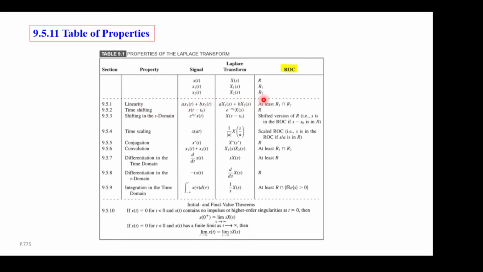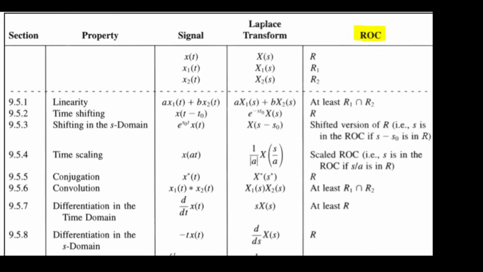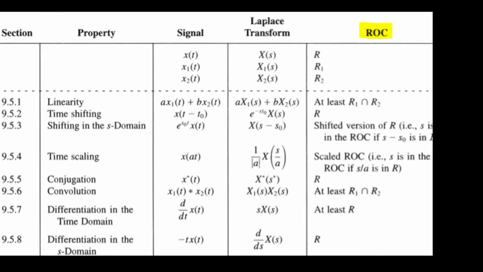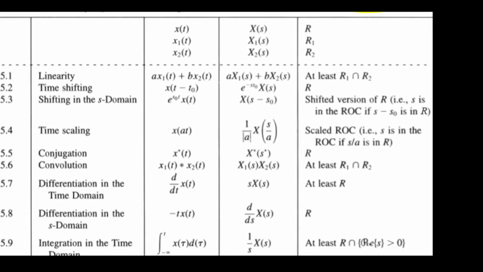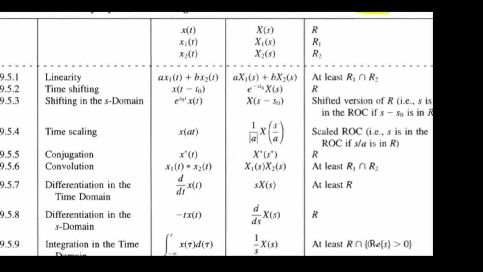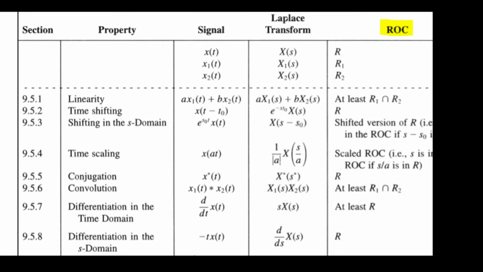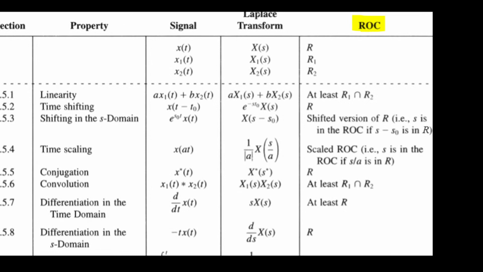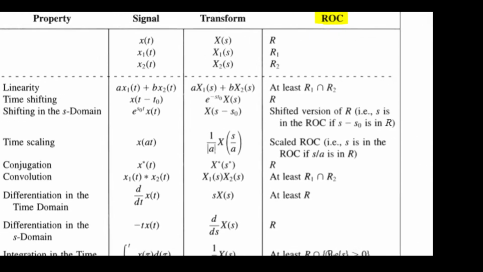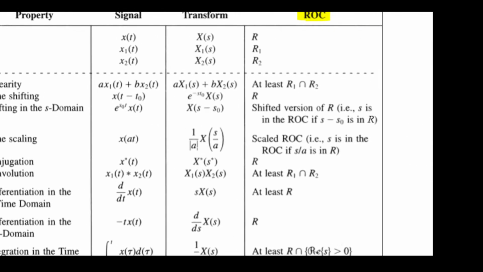So obviously we have linearity. Then we have time shifting, just like the Fourier transform. You time shift in the time domain, you get this e to the minus st, and the s shift is also similar. You shift s by this s0, then you get e to the s0t in the time domain. And this will also shift the ROC.